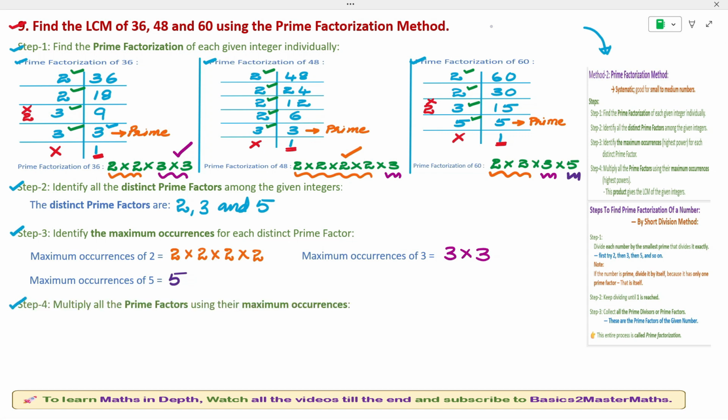Step 4. Multiply all the prime factors using their maximum occurrences. Therefore, LCM of 36, 48 and 60 is 720.